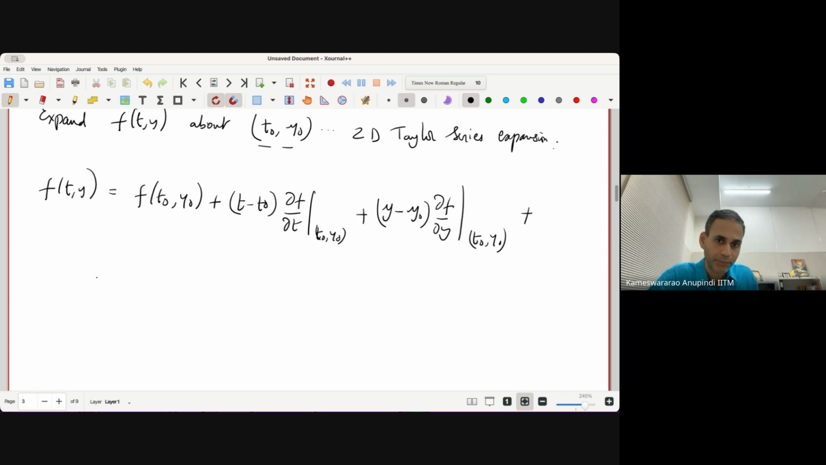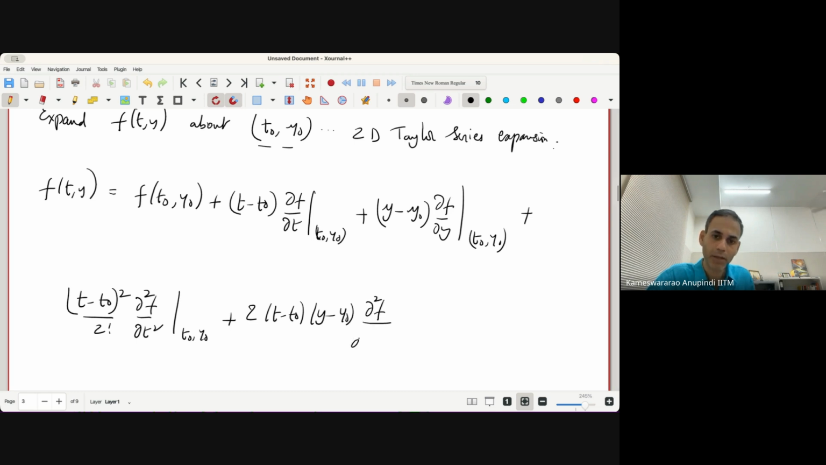Then we also have plus (t minus t0) squared by 2 factorial times the second partial derivative of f with respect to t, evaluated at t0, y0, plus we have 2 times (t minus t0)(y minus y0) times the mixed second partial derivative of f with respect to y and t, evaluated at t0, y0, plus (t minus t0) squared, divided by 2.